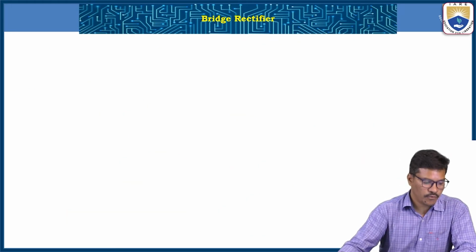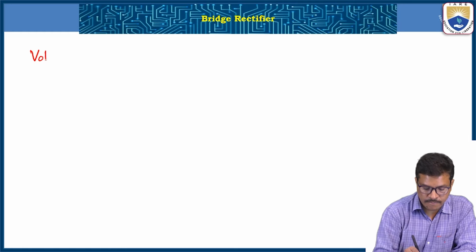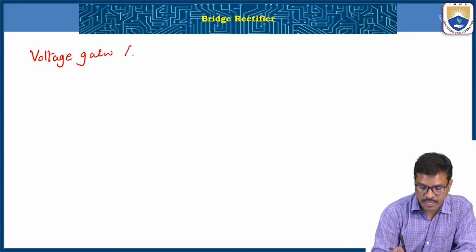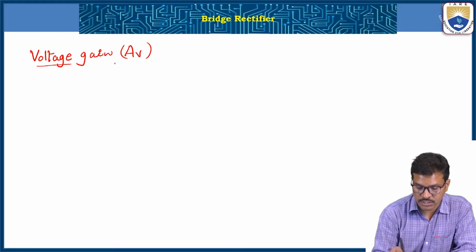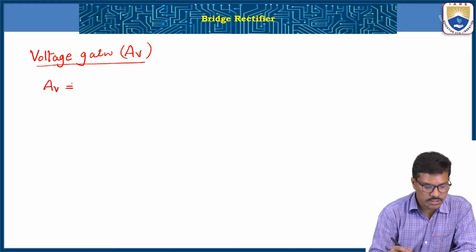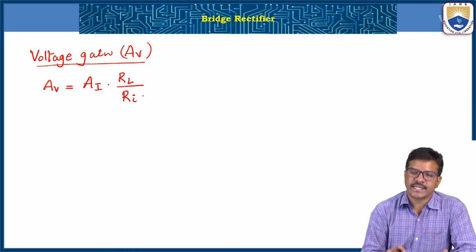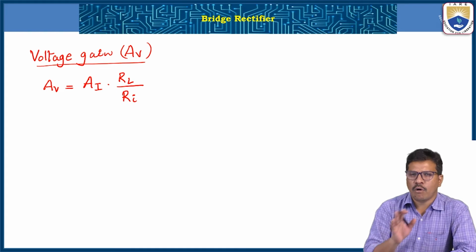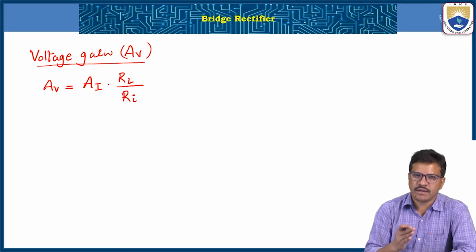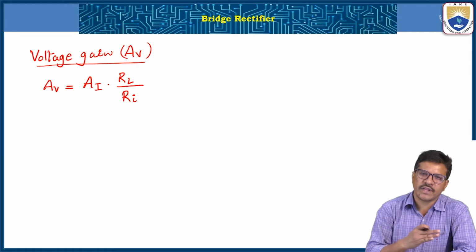Then voltage gain. Av is equal to the current gain we found, multiplied by RL divided by Ri, where Ri is the device input impedance in parallel with R1 and R2. If R1 and R2 are not given in the problem, the Ri is the input impedance only.